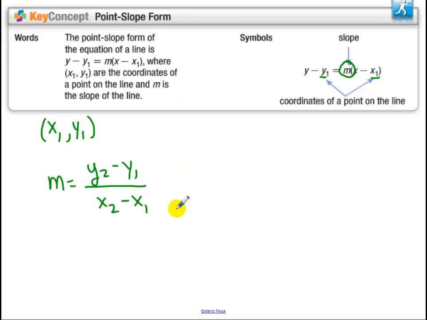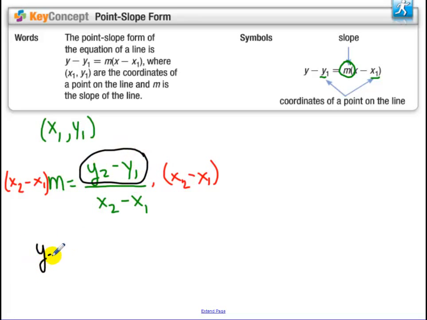How we get our point slope formula is if I multiply both sides of the equation by what's in the denominator, we get our version of our point slope. We have the numerator, y2 minus y1 equals our slope m times x2 minus x1.